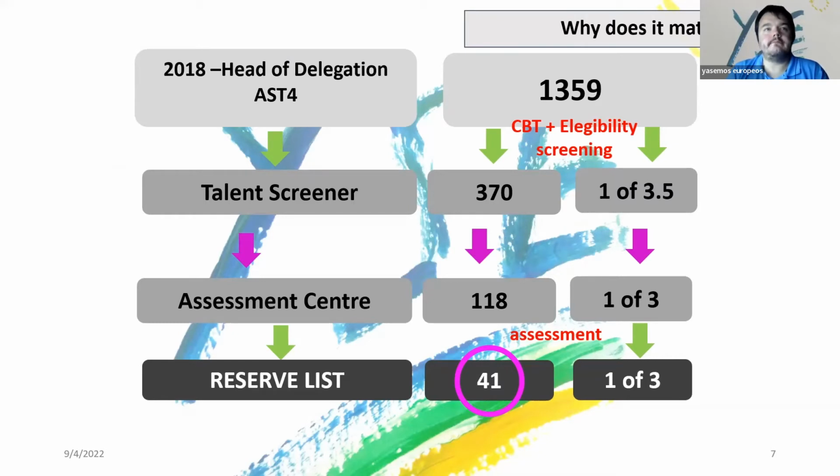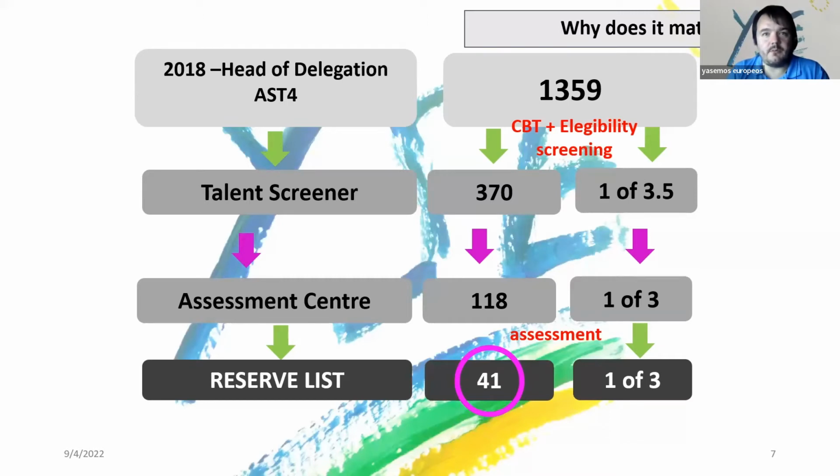After presenting the application, there was a CBT process, the computer-based test, and then the eligibility screening. Eligibility means that they fulfill the years of professional working experience relevant for this position, 6 or 9 years. After these two elements, only 370 were left. That's 1 out of 3.5 candidates.